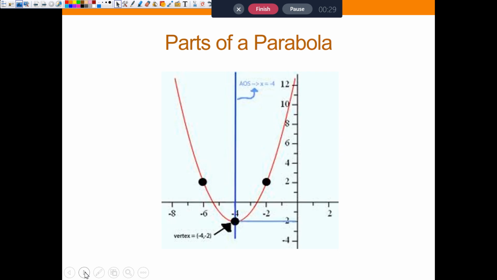Parts of a parabola. We have the axis of symmetry. This is an imaginary line that cuts through the middle of a parabola. Everything that is on one side is mirrored on the other side. Our axis of symmetry is always an equation: x equals a number. Our vertex is the x value of our axis of symmetry and a y value. Vertex is the point in which our parabola is turning.